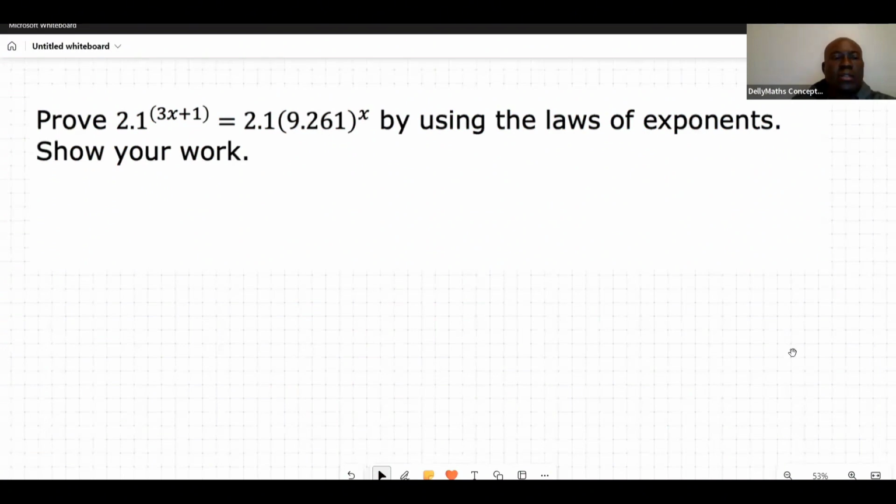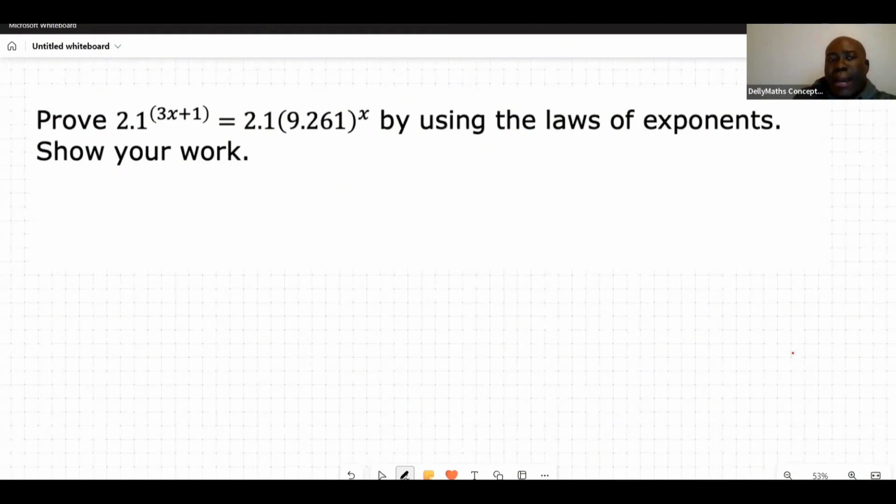All right, let's do the last one. So I'm going to prove that 2.1 raised to the 3x plus 1 is equal to 2.1, and in brackets I'll have 9.261 raised to the x. So we're going to use the laws of exponents to do that.